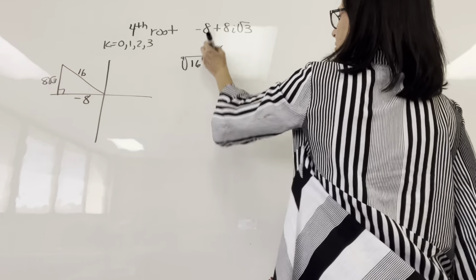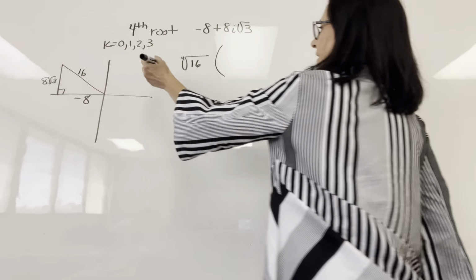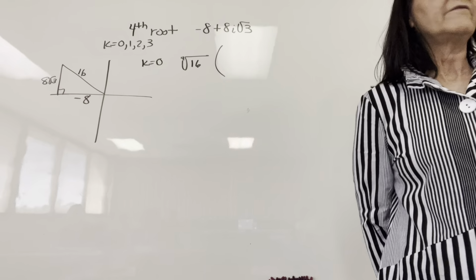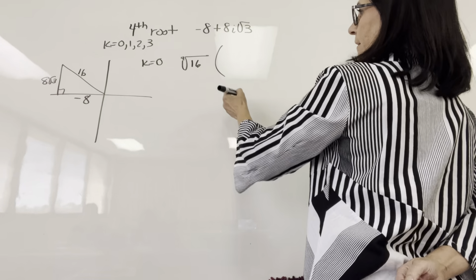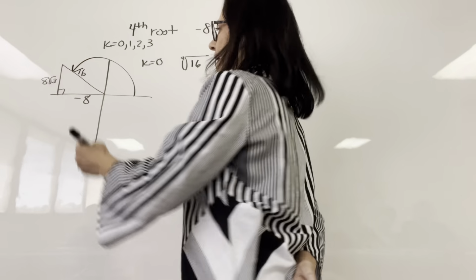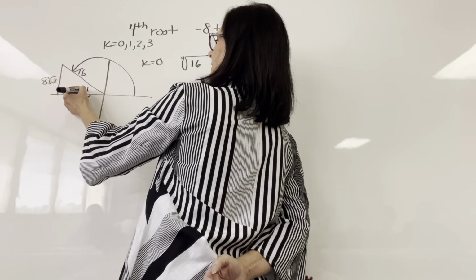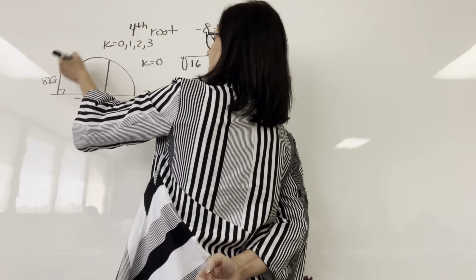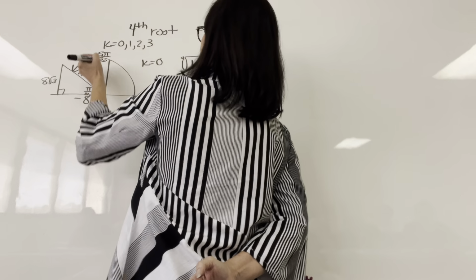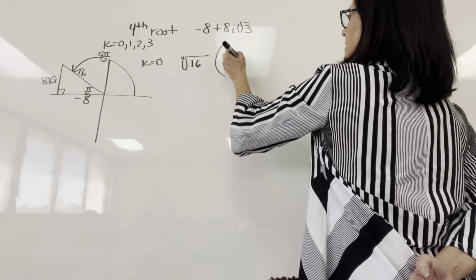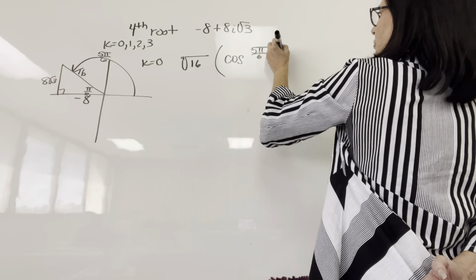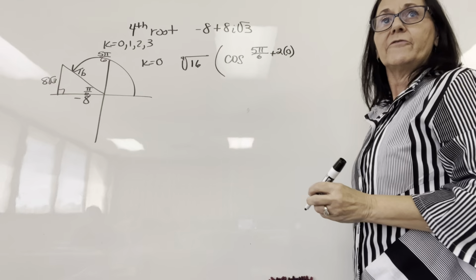And then I'm just going to write it before I do the k. Well, this can be k equals 0, because it's theta plus 2k pi divided by 4. All right, so we need theta. What is theta? It's pi over 6, so this is 5 pi over 6. All right, so it's the cosine of 5 pi over 6 plus 2. My k is 0 for this one.